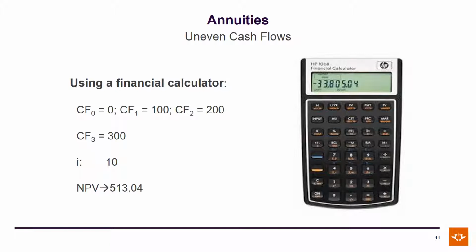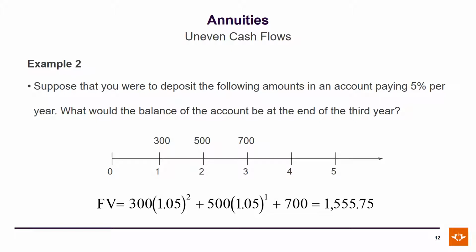And you should end up with 513 Rand and 4 cents. So we're going to end this lecture looking at an example of how to calculate the future value of uneven cash flows. So suppose you were to deposit the following amounts in an account, paying 5% per year. What would the balance of the account be at the end of the third year? So your three cash flows at the end of years 1, 2, and 3 are 300, 500, and 700. And it'll probably be easiest to use the formula here. And using the formula, we end up with a future value of 1,555 Rand and 75 cents.